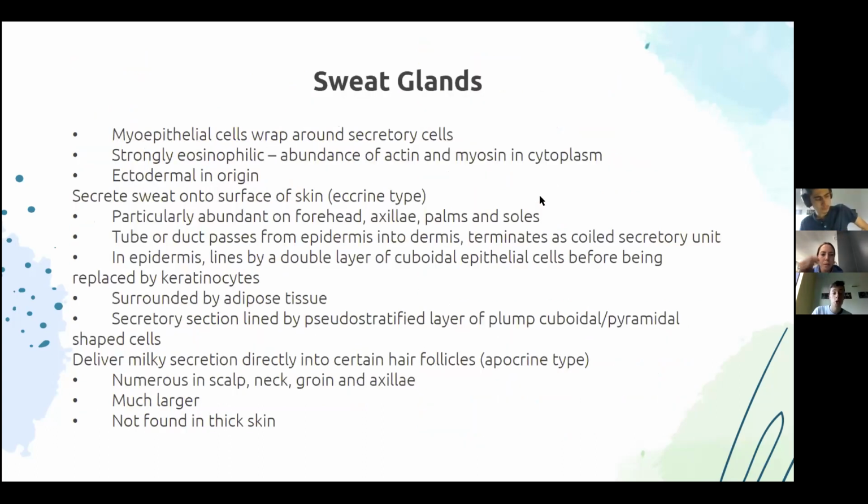The next thing I want to talk about are sweat glands. So these are just like epithelial cells wrapped around secretory cells. So you've got an abundance of actin and myosin in the cytoplasm. So they're secreting sweat onto the surface of the skin.